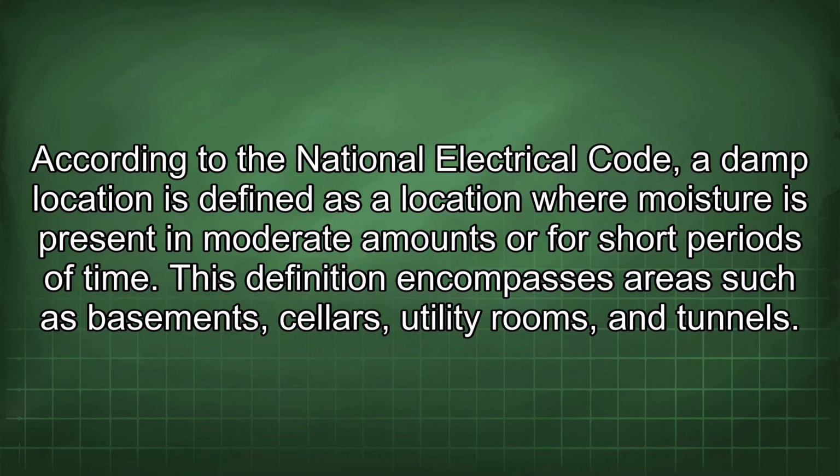According to the National Electrical Code, a damp location is defined as a location where moisture is present in moderate amounts or for short periods of time. This definition encompasses areas such as basements, cellars, utility rooms, and tunnels.